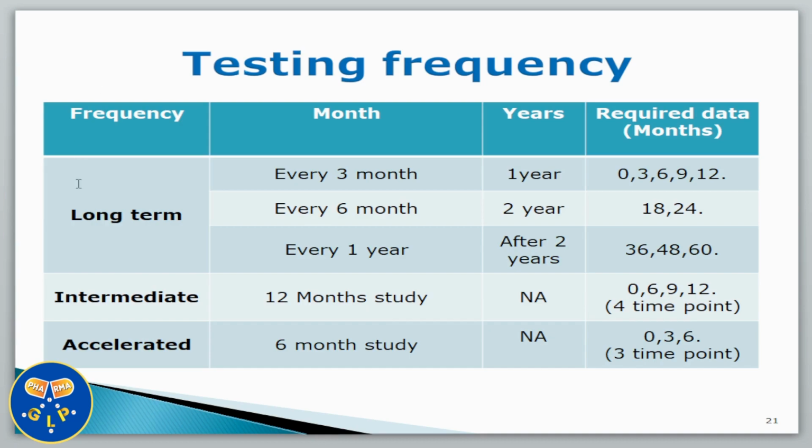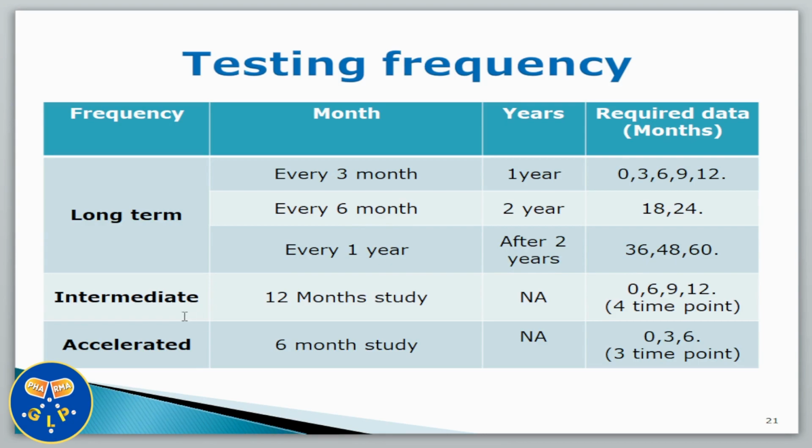The testing frequency for long-term stability study should be normally every 3 months for the first year, that is 0 month, 3 months, 6 months, 9 months and 12 months. Then every 6 months for the second year, that is 18 months and 24 months. And then every year till the proposed shelf life, that is 36 months, 48 months and 60 months. Which means for first year, you have to analyze your sample quarterly, then for second year 6 monthly and then annually till the proposed shelf life of that product.